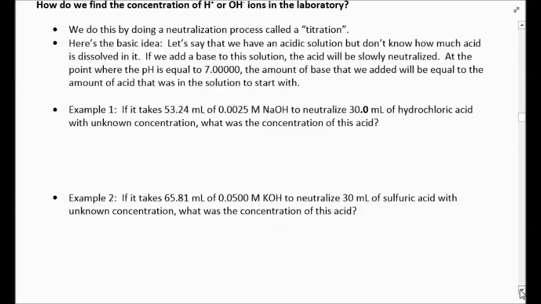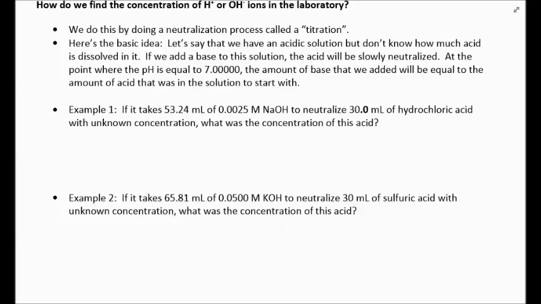Let's say we have an acidic solution, but we don't know how much acid is dissolved in it. If we add a base, the acid will be slowly neutralized. So we're going to know the concentration, and the amount of base added is equal to the amount of acid that was in the solution to start with. So this allows us to determine the unknown.